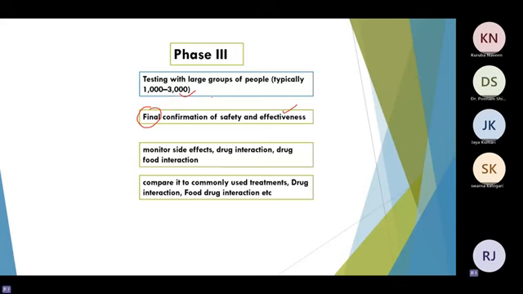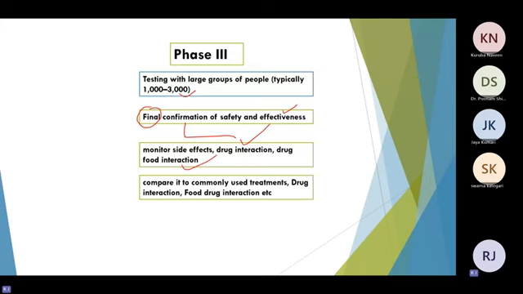And why is it done? Now, minute side effects we can also determine here. We have to determine the drug-drug interaction, because in the real world, if a person is taking a BP drug, then the person might also be taking a diabetic drug, as he might be having asthma as well. So we have to determine the drug-drug interaction. We have to determine the drug-food interaction. A person might take the drug with juices, might take the drug with milk. So we have to determine the drug-food interaction also.